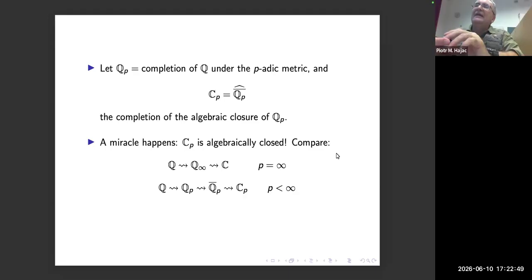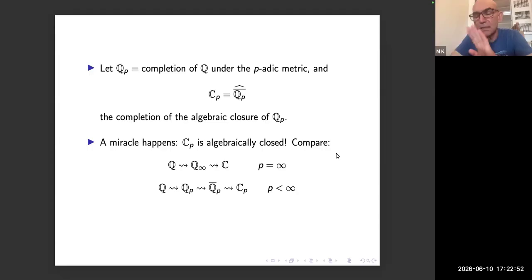That's what I was saying. Then that's the end of the process. You get something which is both algebraically complete and topologically complete, and that's C_p. So the story is summarized here in these two things.